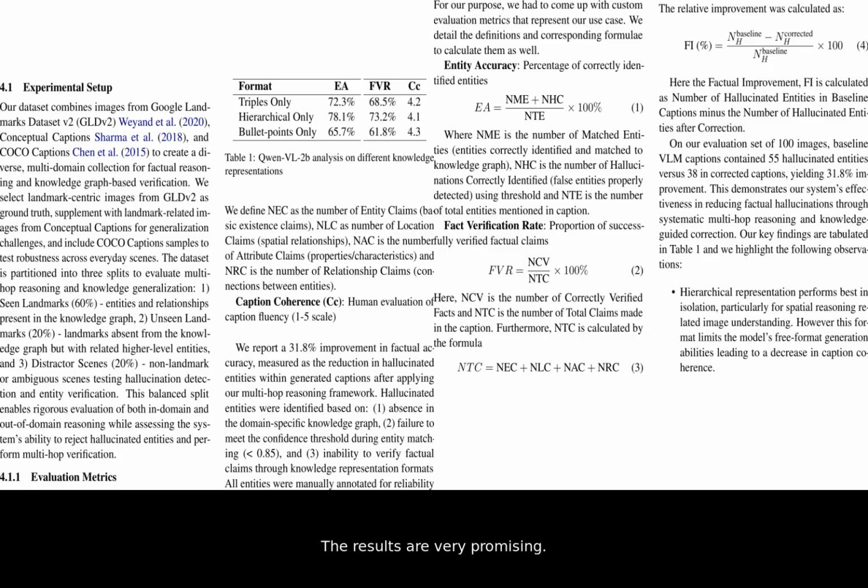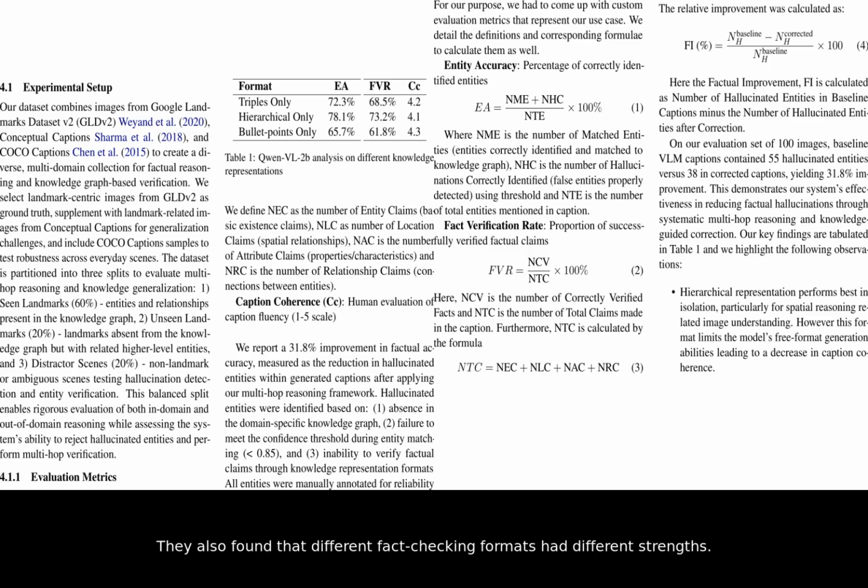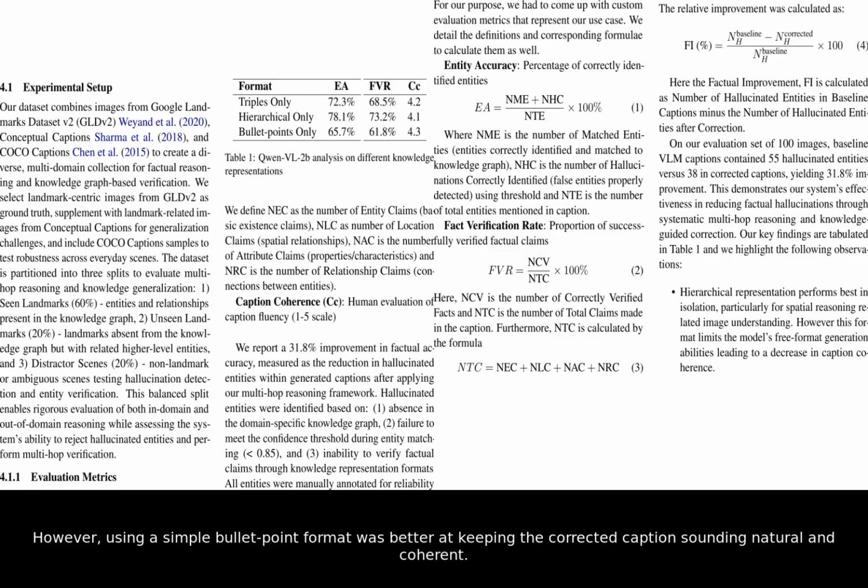The results are very promising. Looking at their evaluation, the researchers found that their system reduced the number of hallucinated entities by nearly 32%. They also found that different fact-checking formats had different strengths. Using a hierarchical structure, like a family tree for places, was best for overall factual accuracy. However, using a simple bullet point format was better at keeping the corrected caption sounding natural and coherent.